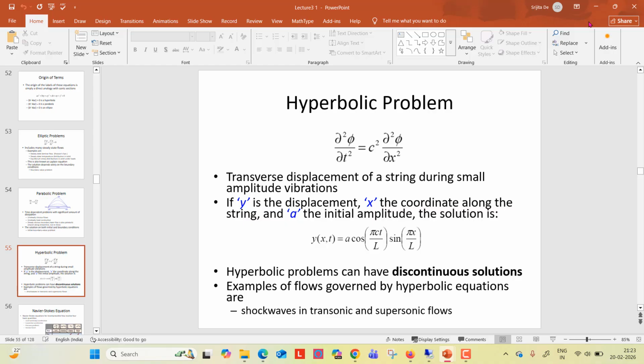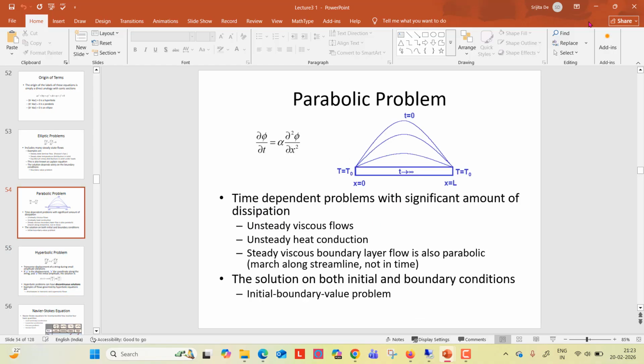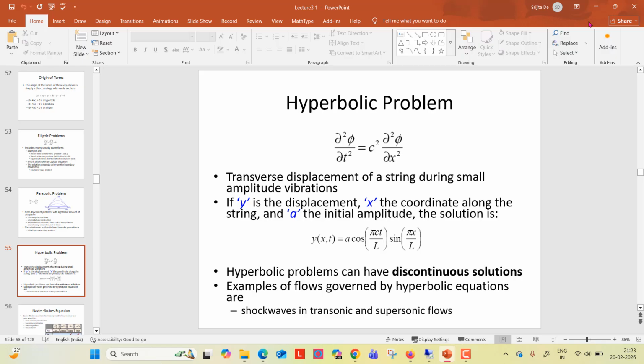And when hyperbolic terms are present, like in Navier-Stokes equations, we don't have a second order time dependent property, so we are not able to consider it here. But if there is something like this, then b square minus 4ac will be greater than 0, and it will be a hyperbolic problem. So our Navier-Stokes equation has two forms, the elliptic form and the parabolic form.